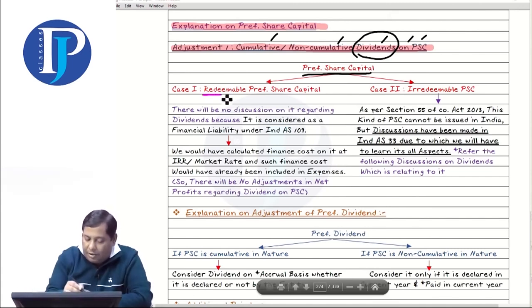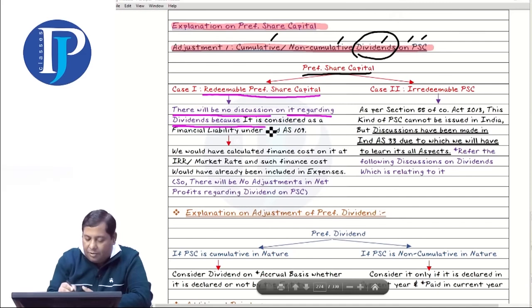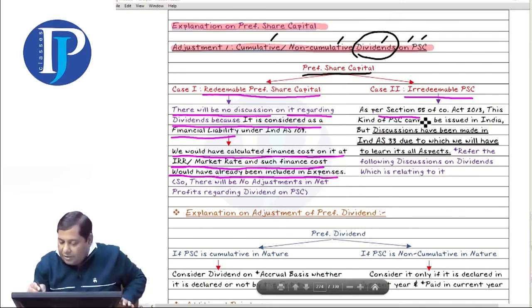See this redeemable preference capital. There will be no discussion on it regarding dividends because it is considered a financial liability. We would have calculated the finance cost on it at IRR or market rate, and such finance cost would have been included in expenses. Irredeemable: as per Section 55 of the Companies Act, this kind of PSC can't be issued in India, but discussions have been made in Ind AS 33. Thus we will have to learn this.